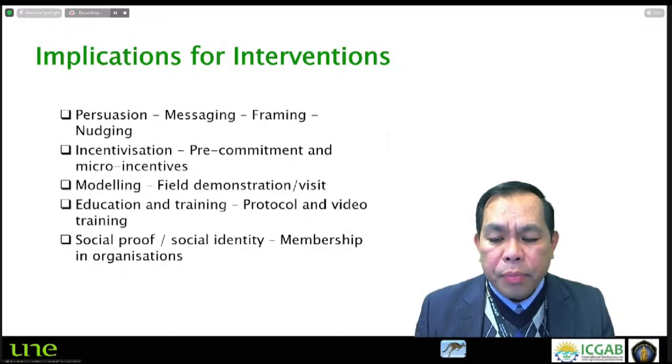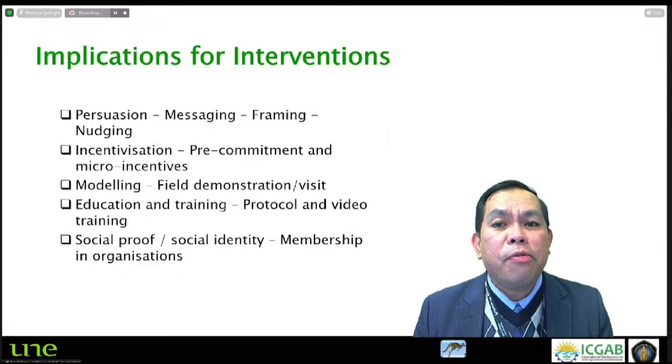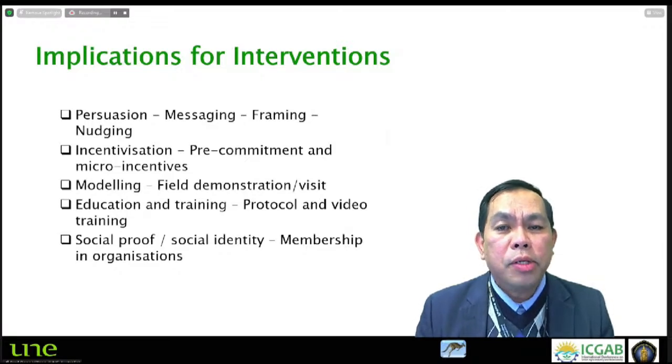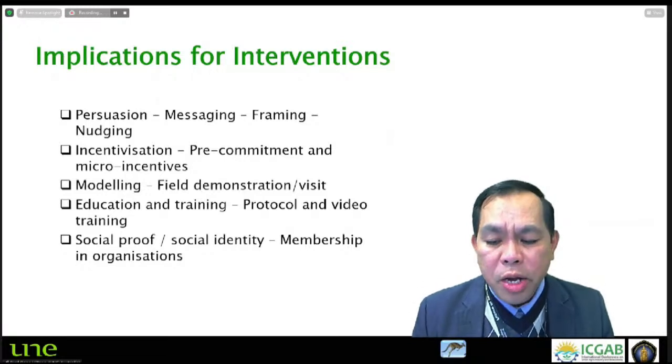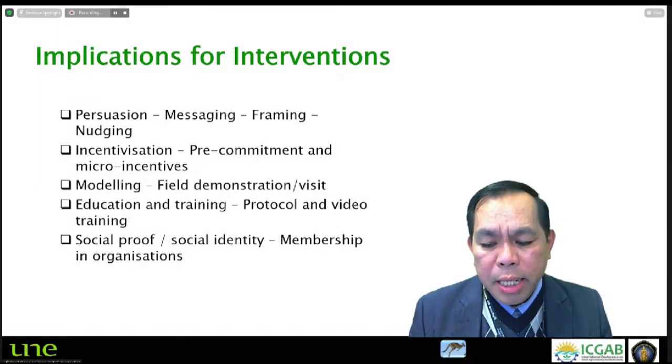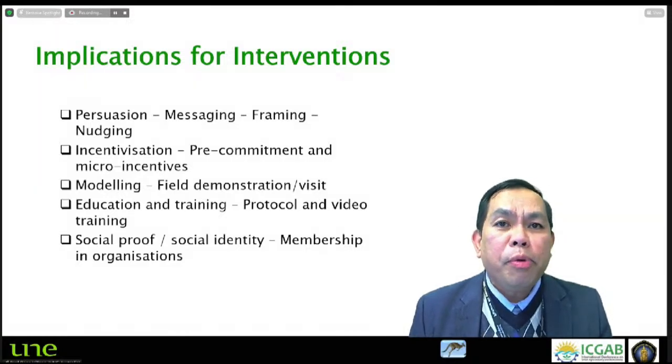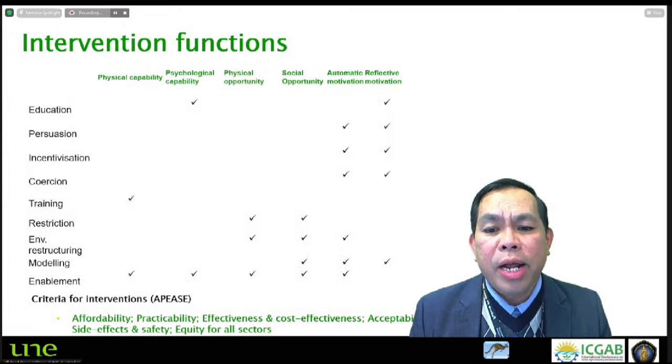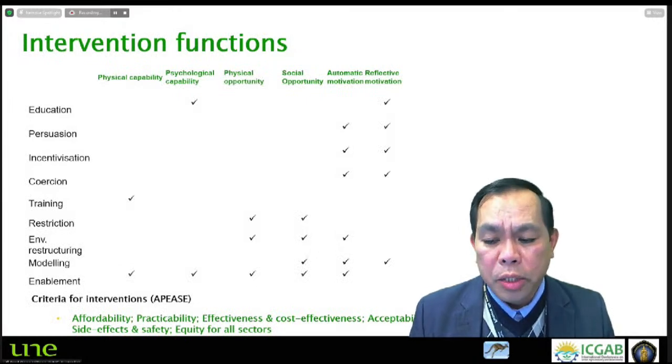Of course, persuasion, the messaging. How do we package the framing of our messages to farmers? Some examples of the intervention could be nudging. We could probably provide incentives through micro-incentives or pre-commitment. The role of social proof and education and training are imperative in advancing and accelerating the adoption of technology.